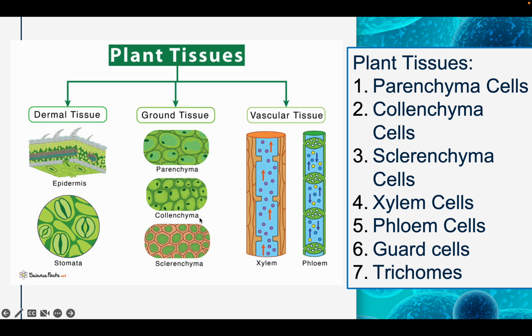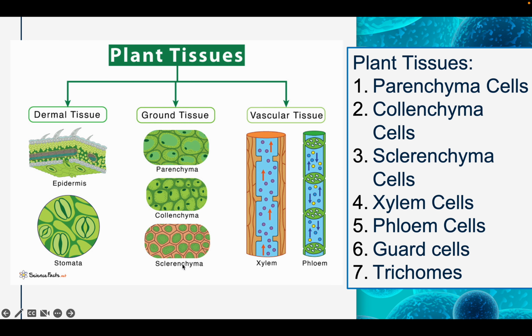Next is the collenchyma cells. The collenchyma cells provide the mechanical support to the growing plant parts. These cells are commonly found in the stems and the leaves of the plant. They have thickened cell walls and can stretch as the plant grows.